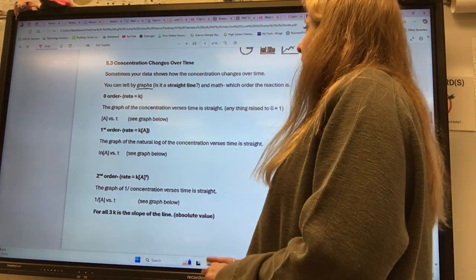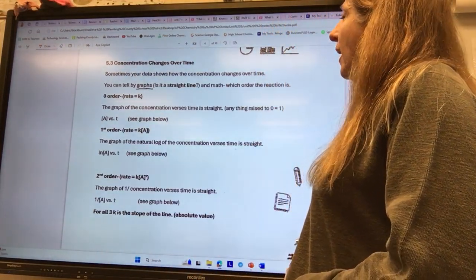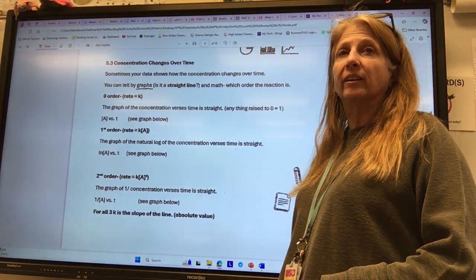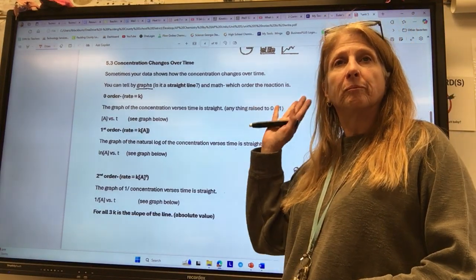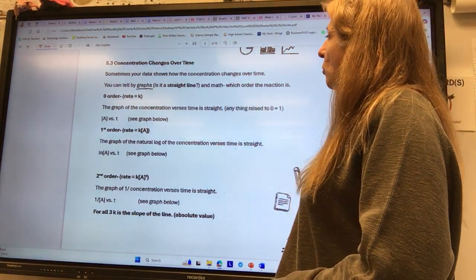Let me explain. Sometimes your data shows how the concentration changes over time, and you can tell by graphs. The question you ask yourself is, is it a straight line? What are we looking for? Straight line. That's the right answer. So, which order of reaction?